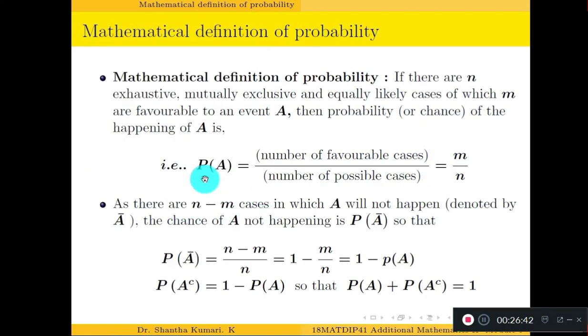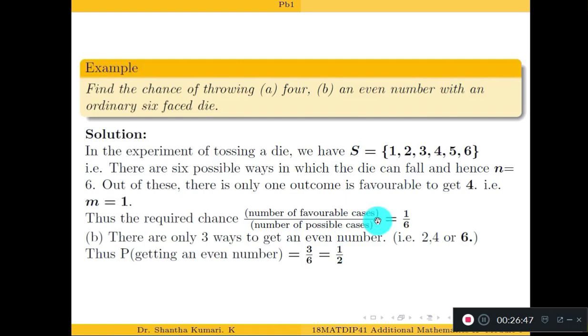Go back to the definition of probability. What was our definition? P of A equal to m by n. We use this probability definition. So here m by n means 1 by 6.